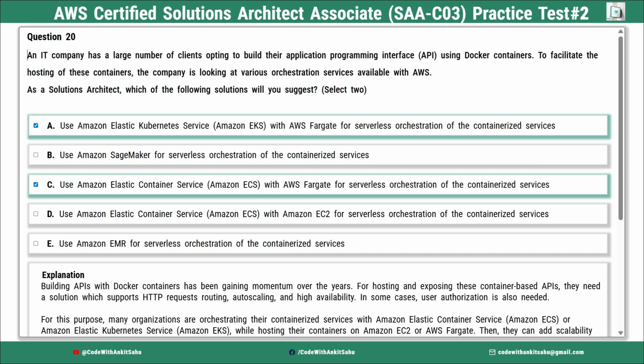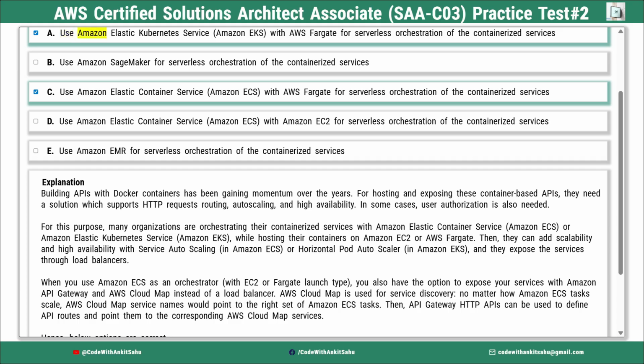Correct answer. Option A. Use Amazon Elastic Kubernetes Service, Amazon EKS, with AWS Fargate for serverless orchestration of the containerized services. Option C. Use Amazon Elastic Container Service, Amazon ECS, with AWS Fargate for serverless orchestration of the containerized services.